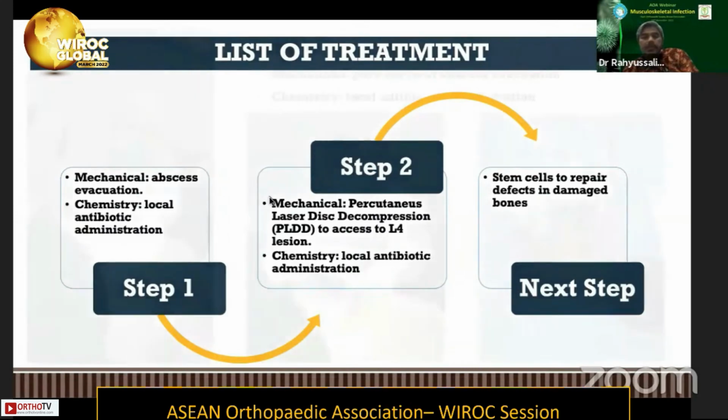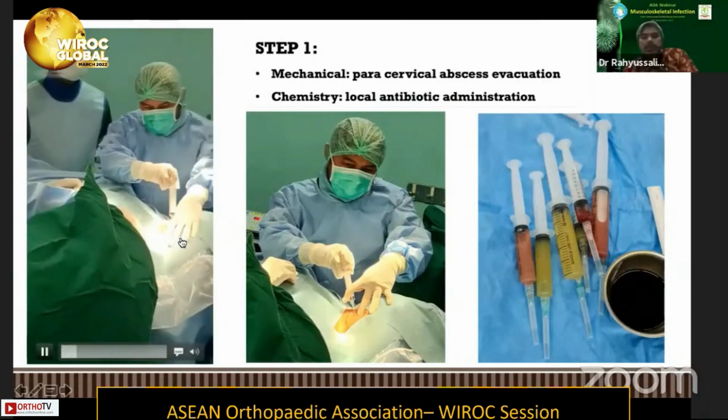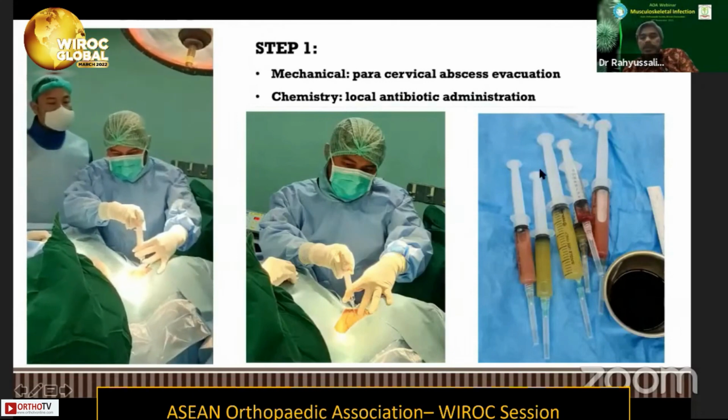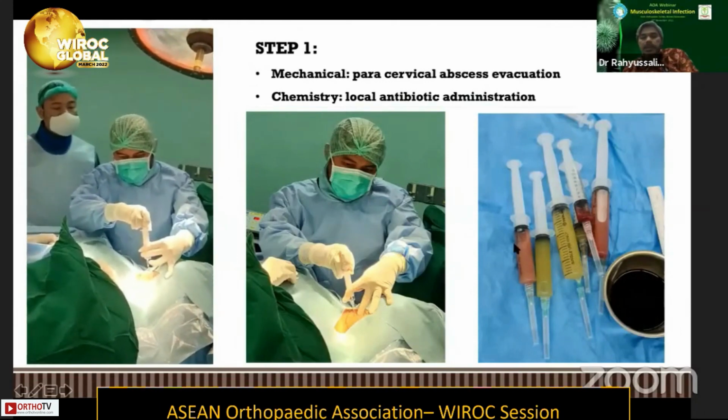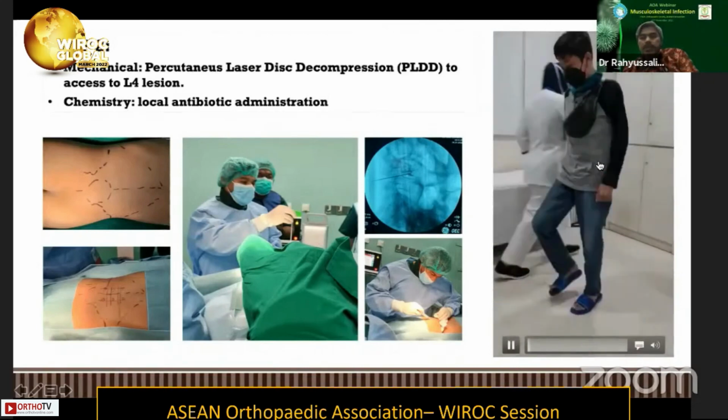by putting in stem cells. We don't open this abscess. We just take it by aspiration. We can get up to 100 cc. Step 2, I mean just putting at L4, we inject the antibiotic to the lesion, and this is two weeks after our procedure.